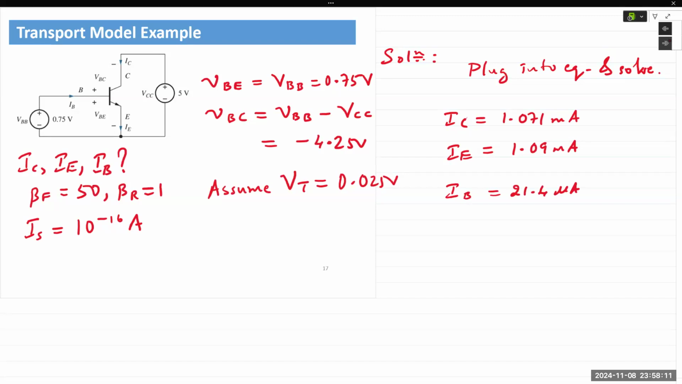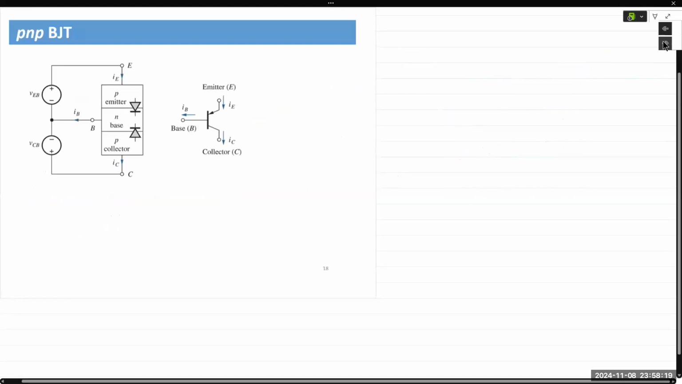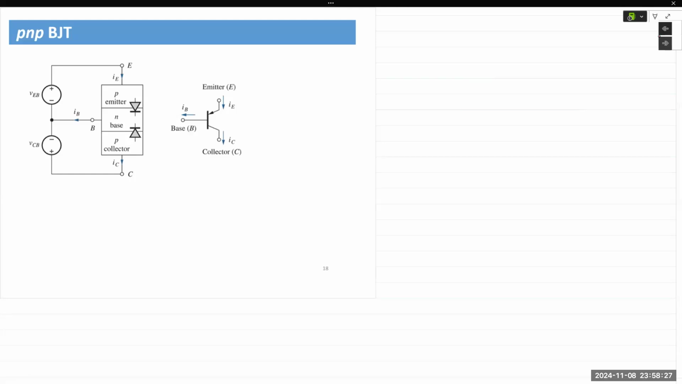Okay. All right. That's the transport model. A PNP BJT. Oh, let's go back. A PNP BJT would behave exactly the same way as the NPN BJT, except that everything is reversed, meaning electrons are replaced by holes and holes are replaced by electrons. Everything else remains the same.